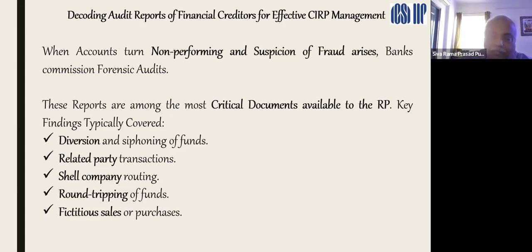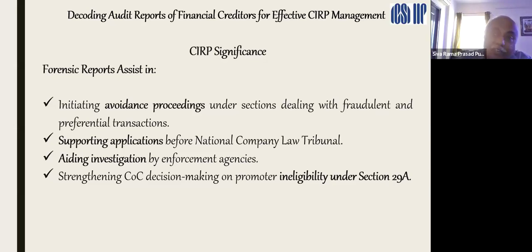And the fictitious sales and purchases also. In the CIRP, how is the forensic audit report of the banks used? Not PUFE transactions, this is different. Banks on their own conduct forensic audits, either internal or external. The forensic audit report assists in initiating avoidance proceedings under the sections dealing with fraudulent and preferential transactions, in a supporting application before NCLT, in aiding investigation by enforcement agencies, and in strengthening the case on promoter ineligibility under Section 29A, etc. So whatever the forensic audit reports say, that is very useful.